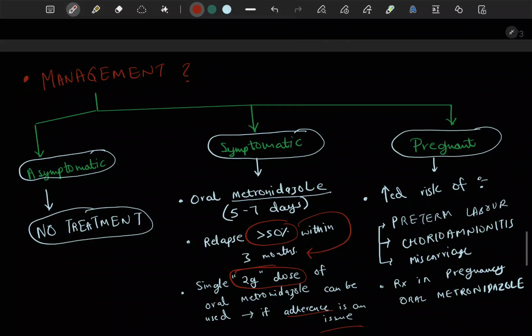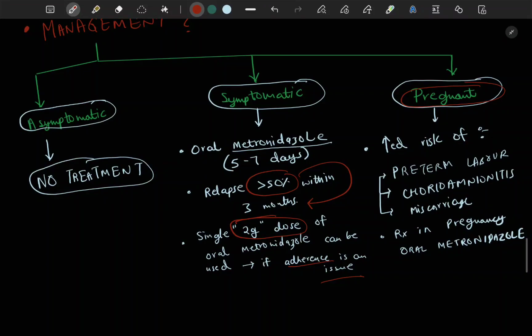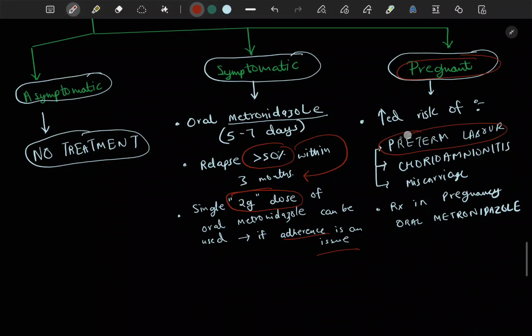The last case we are going to discuss is bacterial vaginosis in a pregnant woman. If a pregnant woman has bacterial vaginosis, then there is an increased risk for preterm labor, chorioamnionitis, and miscarriage. Remember it as PCM: physics, chemistry, and maths. I just gave you a mnemonic. Preterm labor, chorioamnionitis, and miscarriage. So what do you give for treatment of bacterial vaginosis in a pregnant woman? Nothing special, just the same oral metronidazole.